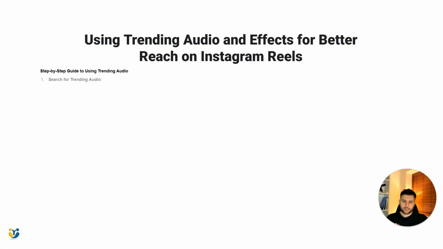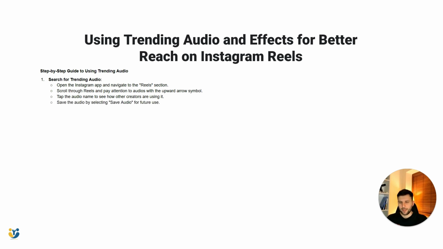So let's go on how to actually do it. First of all, you need to search for trending audio, right? Open the Instagram app and navigate to the Reels section. Then scroll through Reels and pay attention to audios with the upward arrow symbol. Tap the audio name to see how other creators are using it. You will see other videos that were made by using the same audio. Then save the audio by selecting Save Audio for future use.